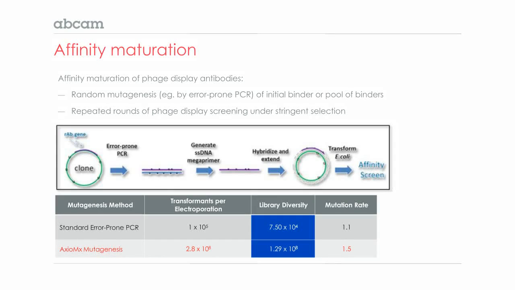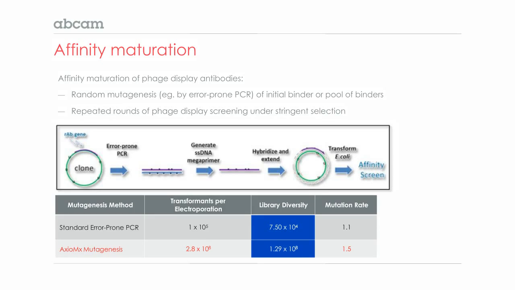The affinity maturation helps enhance the affinity of the candidate binder. The Axiomx mutagenesis uses a set of mutagenic primers and, combined with error-prone PCR, creates a phage library derived from the candidate clone. This newly generated library is again screened against the antigen to get the desired affinity.